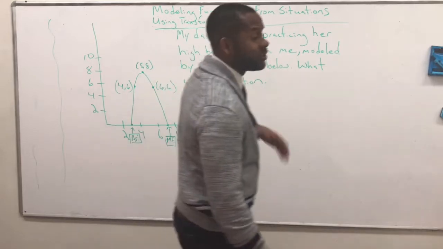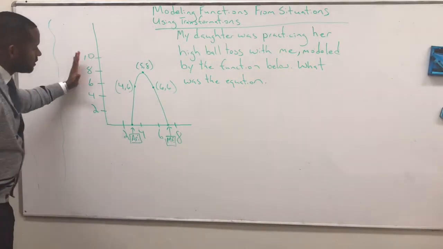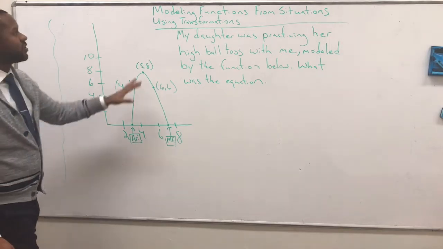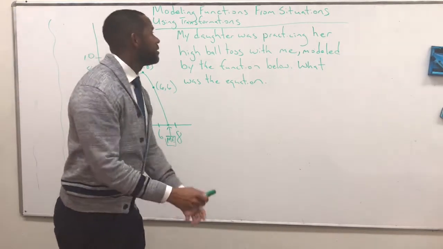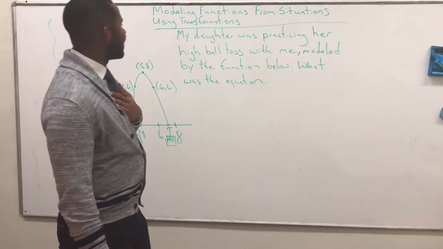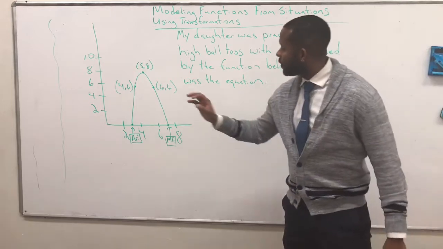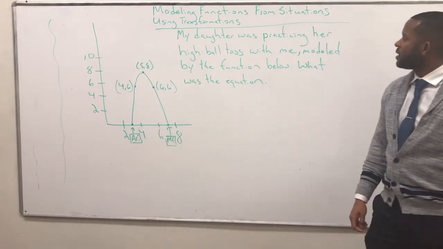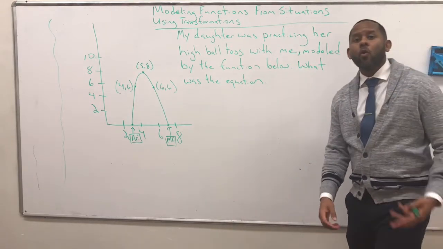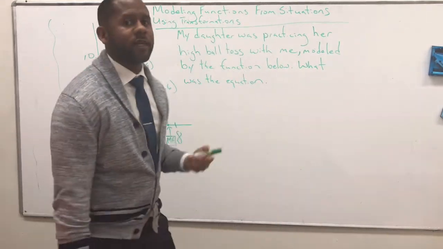Alright, so anyways, what I need you to do is write this down. Make this graph, just like so. You see the points. Write this down. Cool, you did that. So here's the situation. My daughter was practicing her high ball toss with me, and it was modeled by the function over here. Your job is to tell me what the equation is, and you're going to use your knowledge of transformations to do so.